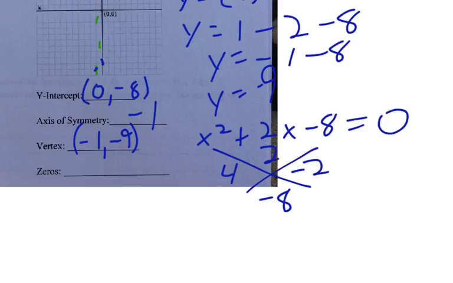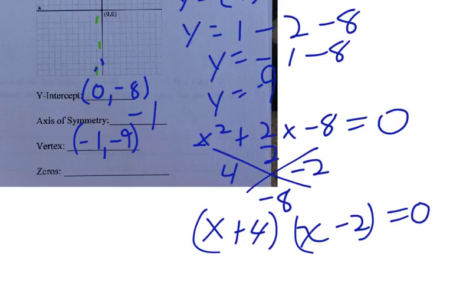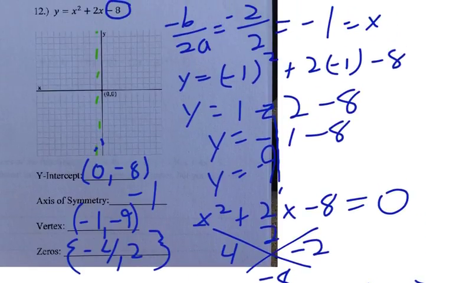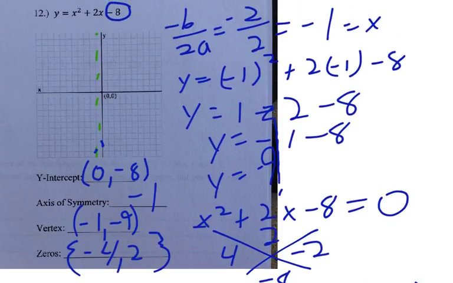One of them needs to be negative, so the 2 needs to be negative. Lead coefficient's 1, so all I need to do is write x plus 4 and x minus 2. And I'm going to solve it for 0. So -4 and +2. Those are the two spots where it crosses the x-axis. So I have -4 and 2. So I go left 4, put a dot, and go right 2 and put a dot.